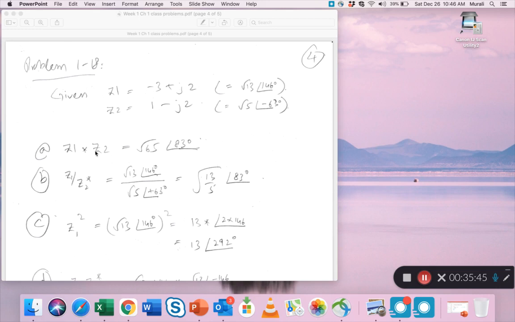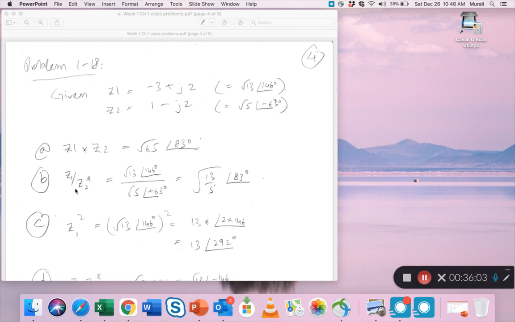So Z1 times Z2, you know how to do that. You multiply these two, so that's root 13 times root 5 becomes root 65, and then you take the sum of the two angles, right? So 146 and minus 63, if you add them together, you get 83.